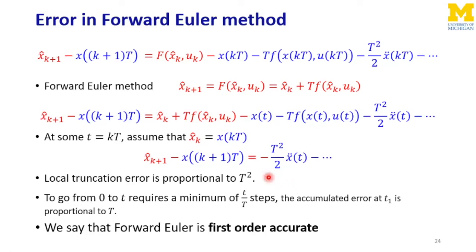Next, note that to go from time 0 to time t, we need to take a minimum of small t divided by big T number of steps. So the accumulated error at time t is going to be proportional to t, because at each step we have errors which are proportional to t squared, and we are supposed to take small t divided by big T number of steps. So the total error at time t is going to be proportional to your time step t. And this is the reason why we say that the forward Euler method is first order accurate.